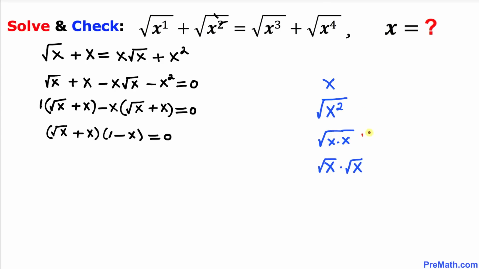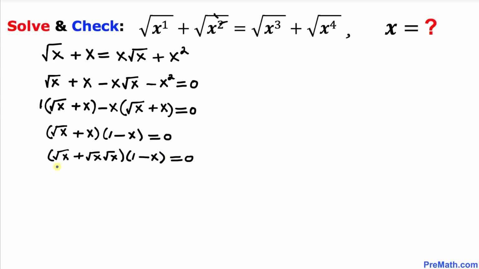And if we break them down, we can write them as square root of x times square root of x. Therefore, I'm going to replace this x by square root of x times square root of x. So we can write this equation as square root of x plus, I'm going to replace this one, square root of x times square root of x, and then times 1 minus x equals 0.